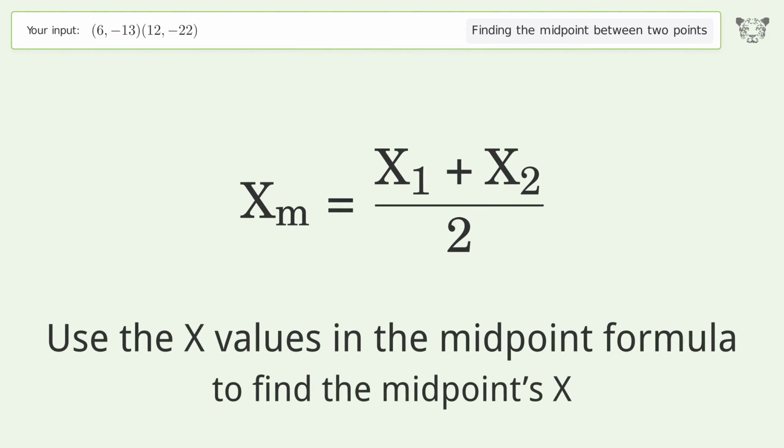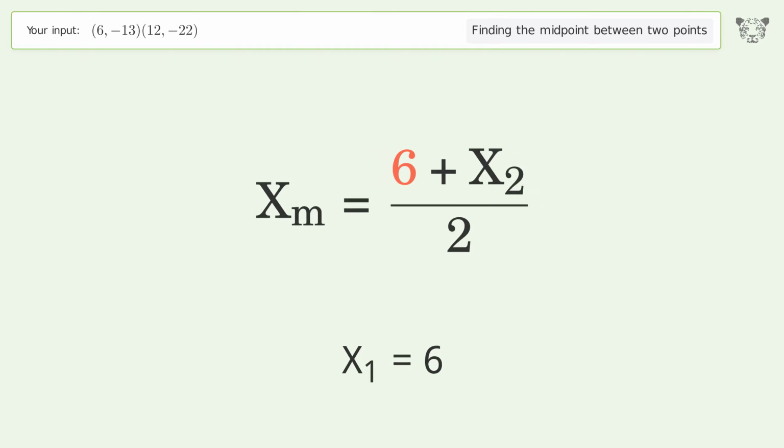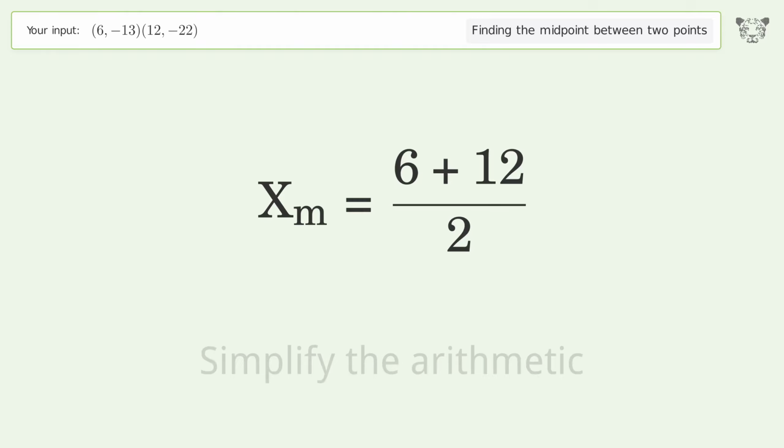Use the x values in the midpoint formula to find the midpoint's x. x1 equals 6. x2 equals 12. Simplify the arithmetic.